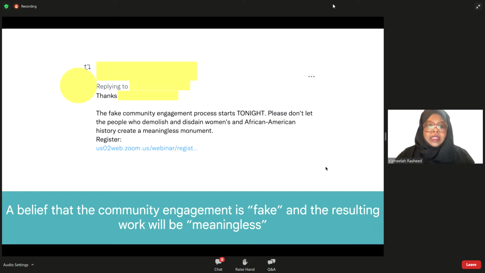There's also a belief that the community engagement portion of this project is both fake and the resulting work will be meaningless. This was a tweet that was reminding people to register for tonight. Thanks. I'm really excited that folks were able to come out. This person is concerned that indeed the community engagement process, which I take very seriously, is both fake and that the resulting work that I create will be a meaningless monument. So that's another concern.